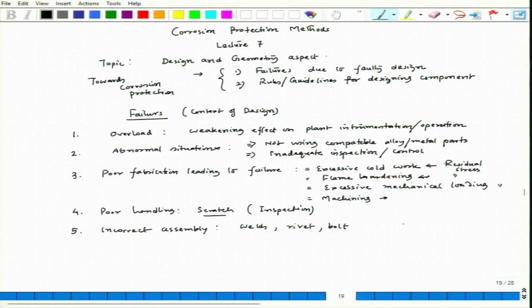Similarly, for example, if we have a weld, let us say I weld these two parts, for example, a rivet. This is the rivet, we are joining two parts, this is one part, this is another part. Now, incorrect assembly means if this rivet has a shear stress existing, then the rivet can bend like this.